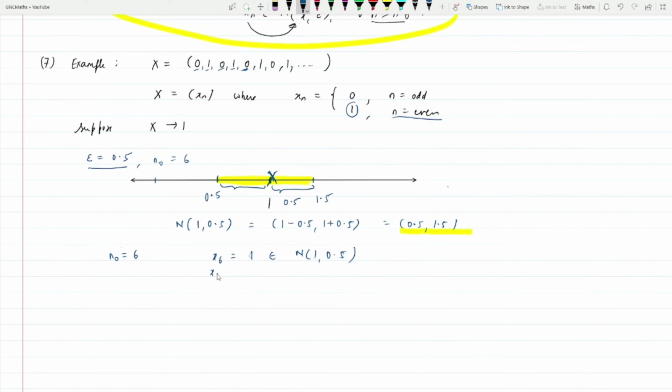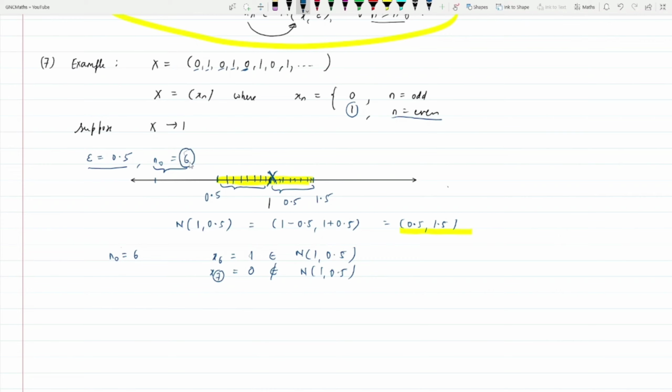So the next term is x7. Since n equal to 7 is an odd number, by the definition the sequence value is going to be 0. Now this 0 is not contained in this neighborhood. So it is violating the definition that after this term onwards, all the terms of the sequence should be present in this neighborhood, in this yellow highlighted patch.